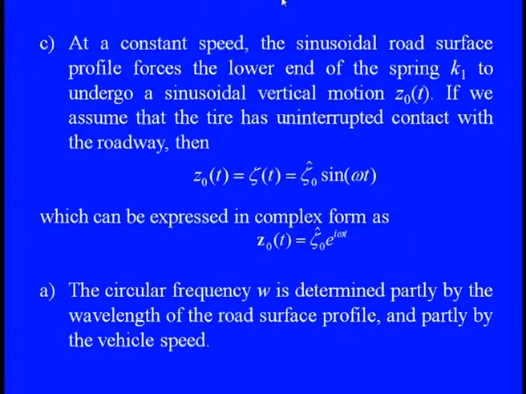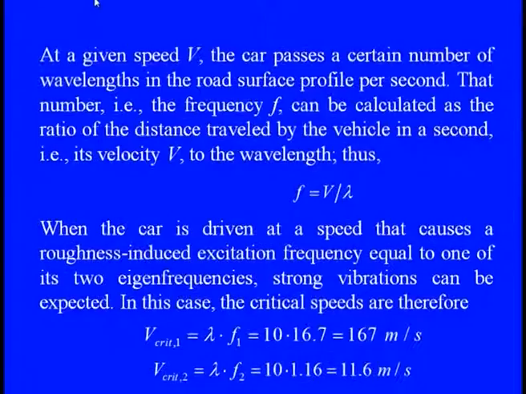So we can calculate the circular frequency based on the wavelength of the road surface, through which this sinusoidal excitation is coming on the vehicle. We know that for a given speed v, the car is passing through a certain number of wavelengths on the road surface profile per second. So that frequency f can be calculated from the ratio of the distance travelled by the vehicle per second. That means the frequency is equal to the velocity v divided by the wavelength lambda.